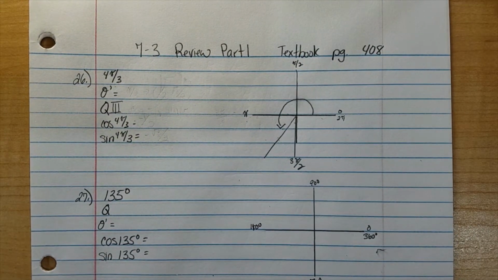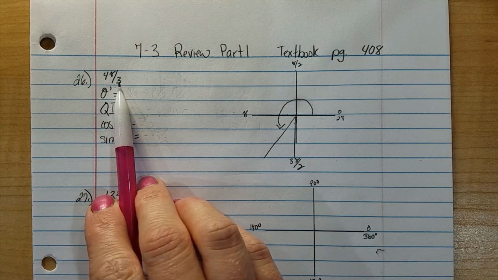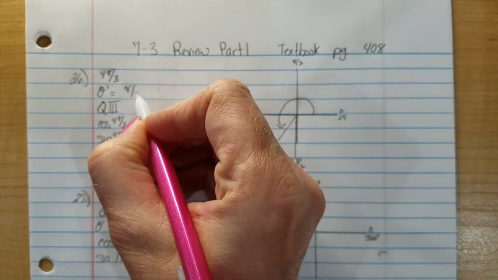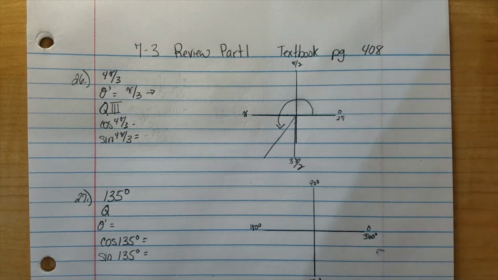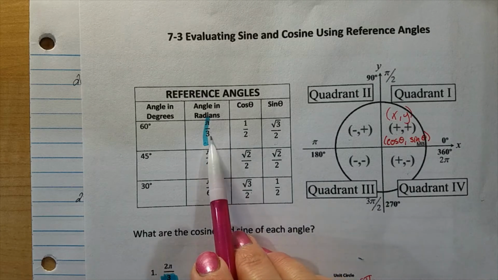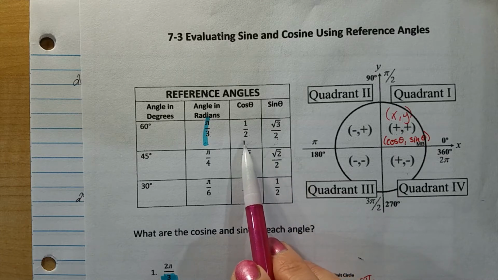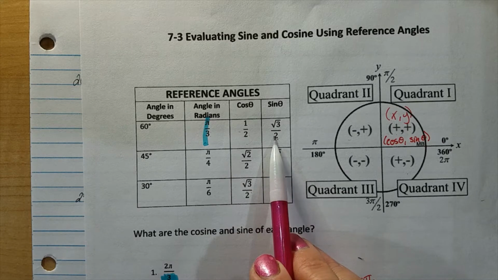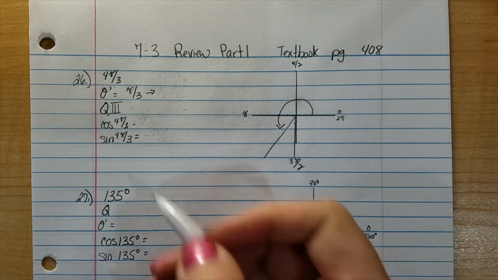Looking at number 26, 4 pi over 3. What is beautiful about working with radians is if you just look in the denominator, that tells you what your reference angle is. I've got a 3 in the denominator, which means my reference angle is pi over 3. Now, if I have a reference angle of pi over 3, here's pi over 3. Cosine 1/2, sine is going to be square root 3 over 2. All we have to do now is determine, is cosine positive or negative? Is sine positive or negative? And that's going to depend on what quadrant it lies in. So we have 1/2, square root 3 over 2.